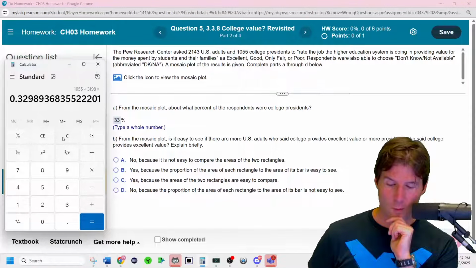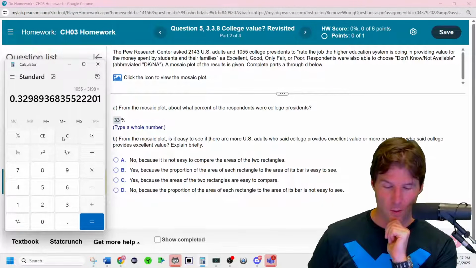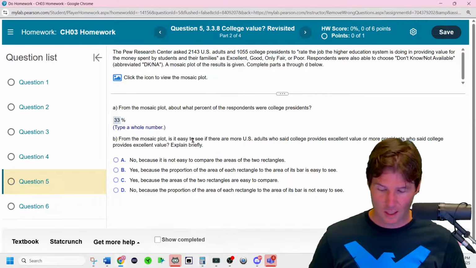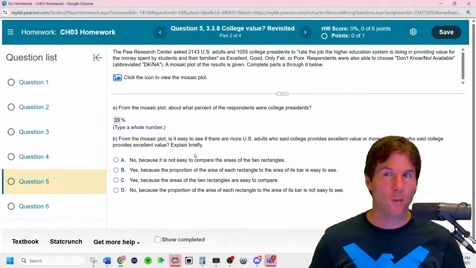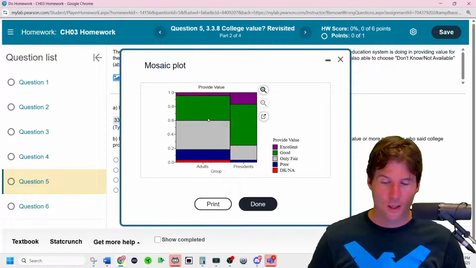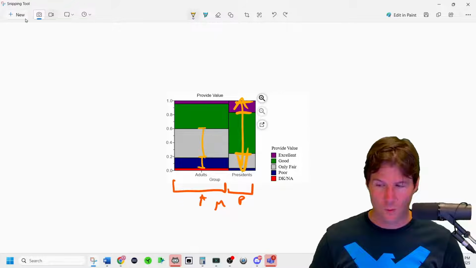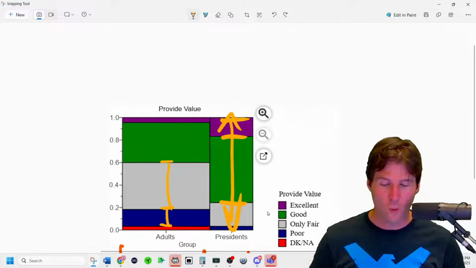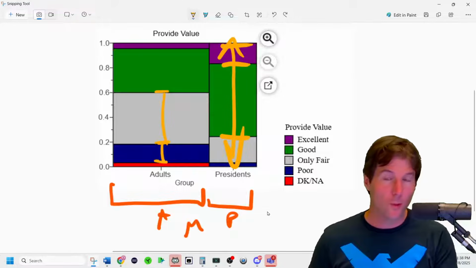Is it easy to see there are more U.S. adults who said college provides excellent or more presidents who said excellent? Yes. And this is talking about how many there are. So the answer is going to be no, and this is a weird one. It wants to know, is it easy to tell, are there more people? So we're going to do our bar of gold trick.